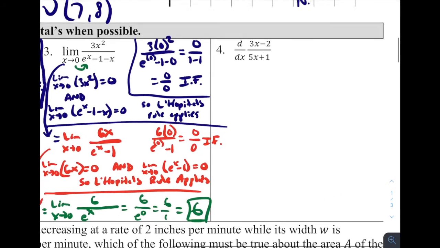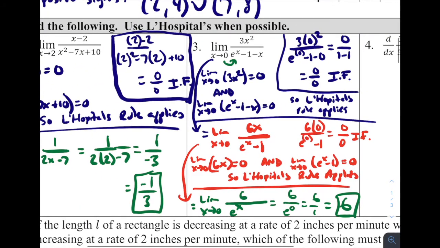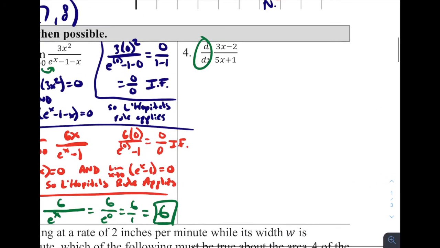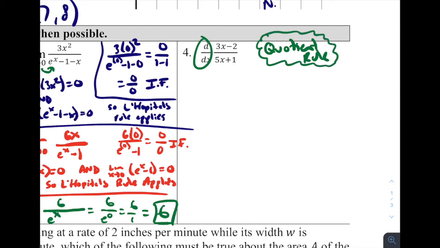Number 4, hey, the instructions here say use L'Hopital's rule when possible. This is not a limit problem, it's just a derivative problem, so we need to use the quotient rule in order to do this one. Really, in this chapter, we're just trying to hammer that these are not the same, right?